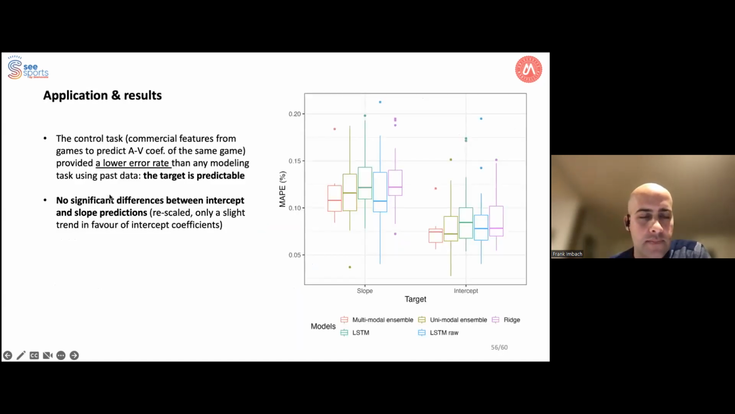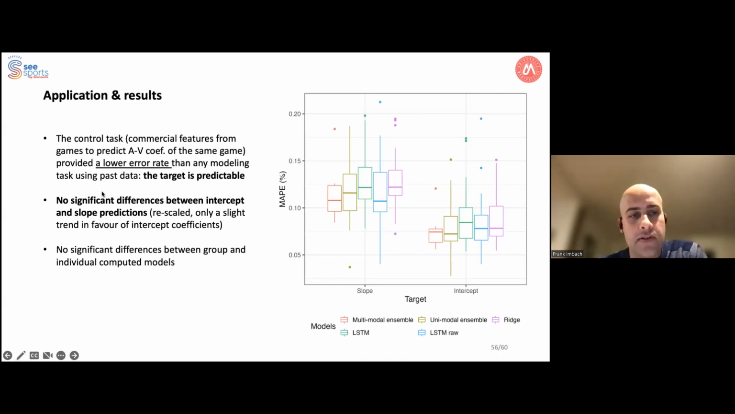And what we see is that first, the control task, using commercial features from games to predict acceleration velocity coefficients of the same game, provided a lower error rate, which is good because we can say that the target is predictable. But we also observe non-significant differences between intercept and slope predictions. So it's not easier to predict the intercept than the slope. It's likely the same.